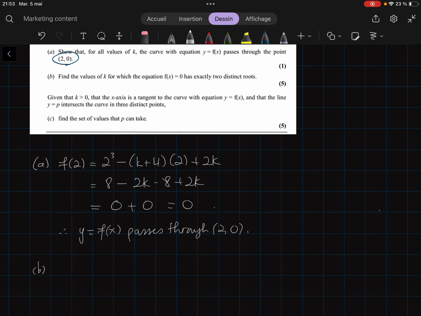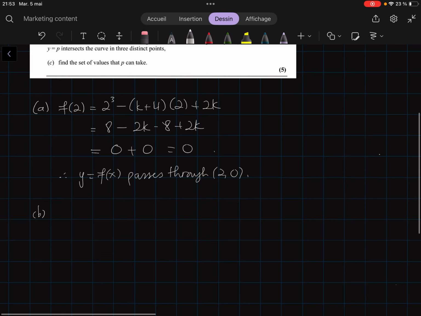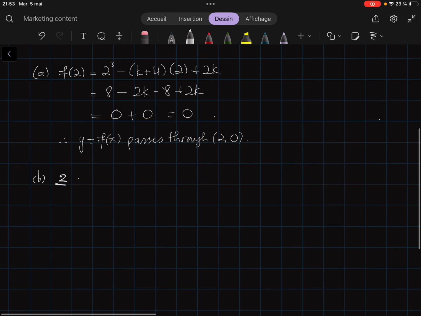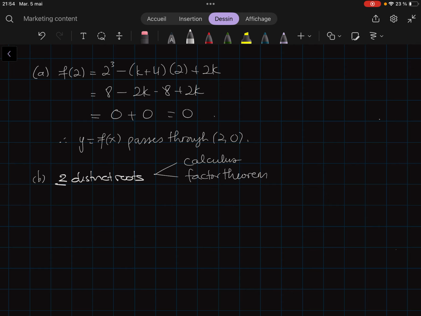Find the values of k for which the equation has exactly two distinct roots. Two distinct roots. So, when you are asked to find the condition of a parameter, you can either use calculus or you can just use the factor theorem. I'm more inclined to go with the latter just because it is easier.